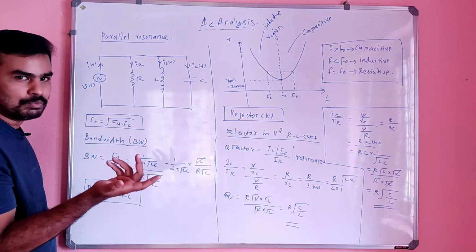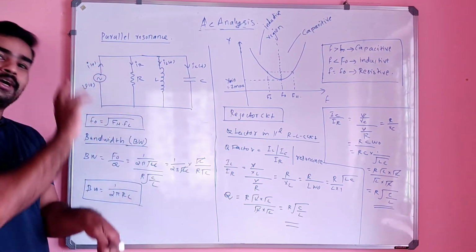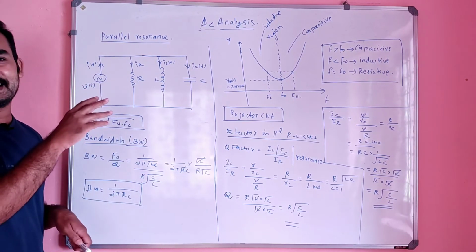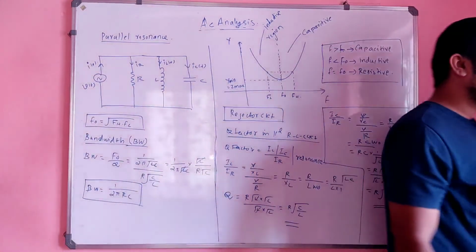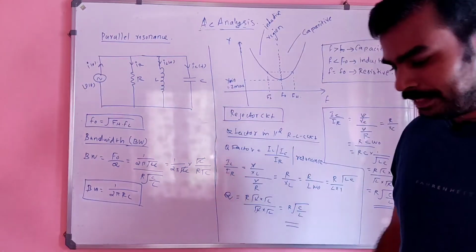If you know F0 is 1 by 2 pi root LC, and if you know Q, which is the reciprocal of the series resonance circuit Q, then definitely you will get the answer, no? Definitely you will get the answer. Is it correct? Is it correct?